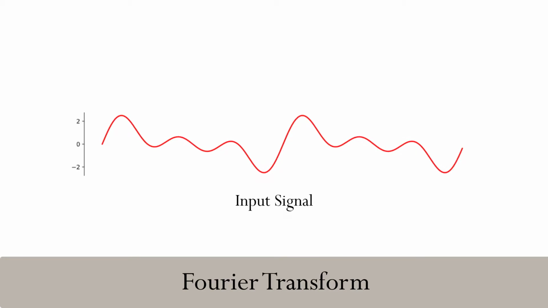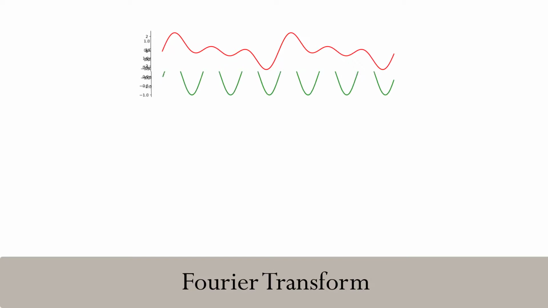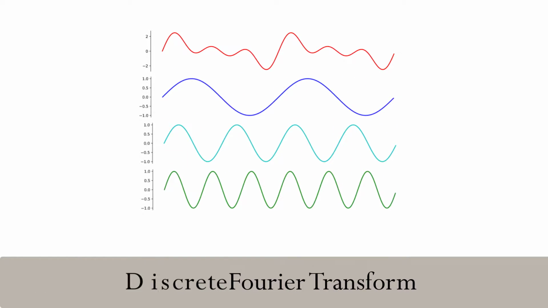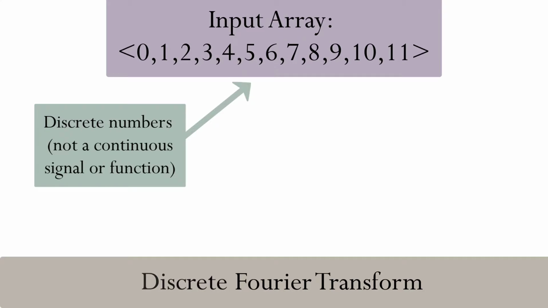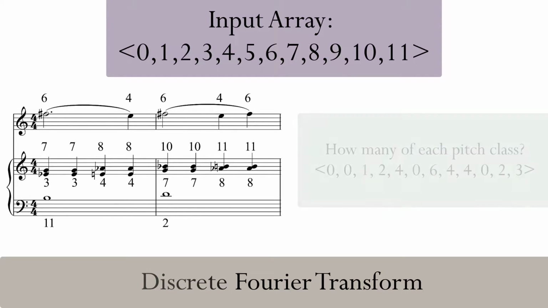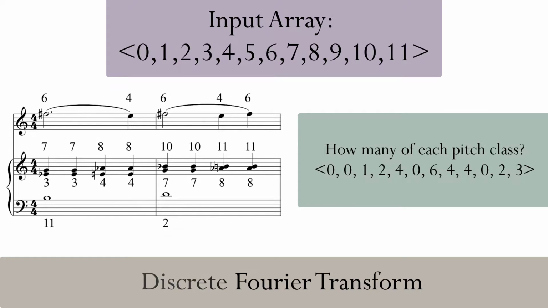The Fourier transform is a mathematical function that decomposes an input signal into its constituent sinusoidal components. The discrete Fourier transform uses an array of discrete numbers, as opposed to a continuous signal, as its input. This makes it possible to apply the DFT to the pitch class content of musical scores. The counts of pitch classes become the input array. Our array will be 12 positions long, one position for each pitch class.